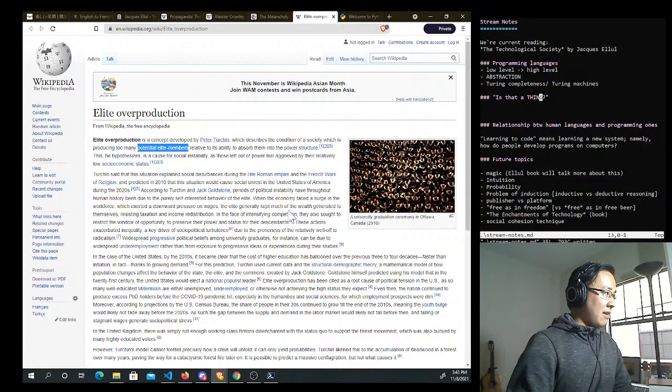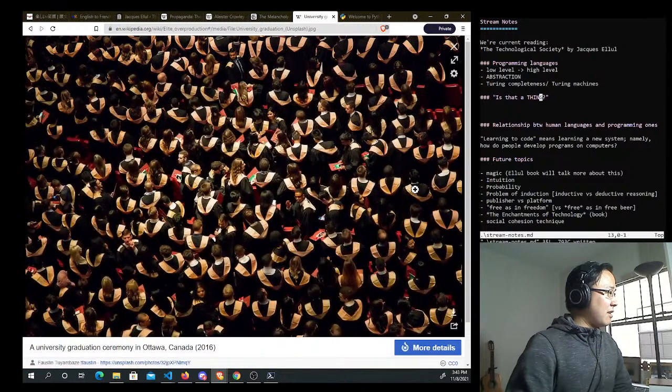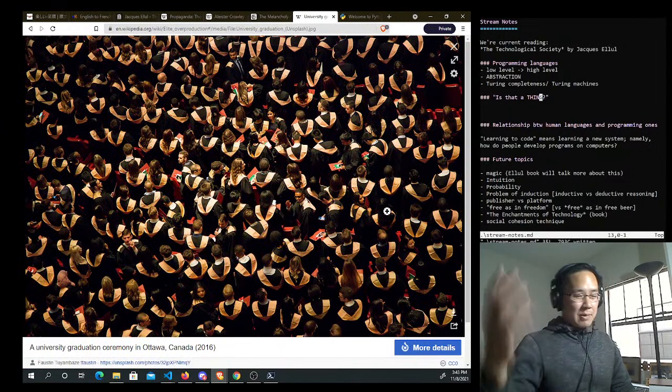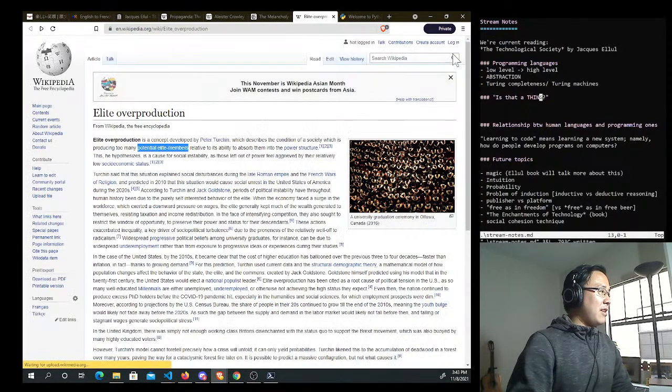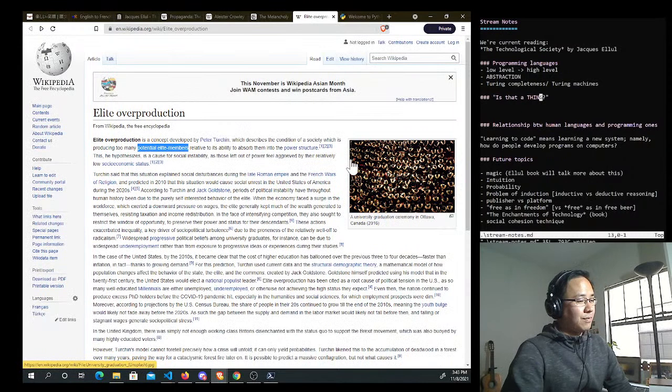So he talks about a society that's producing too many potential elite members relative to its ability to absorb them into a power structure. And the image here is a university graduation ceremony. You have all these people graduating from a prestigious university, and the question is, are there even enough jobs or positions to go around for all these people? I would say, obviously, the answer is no.